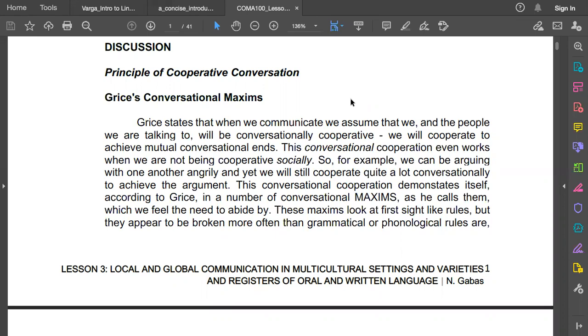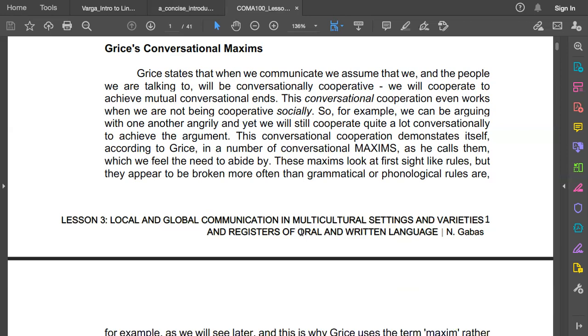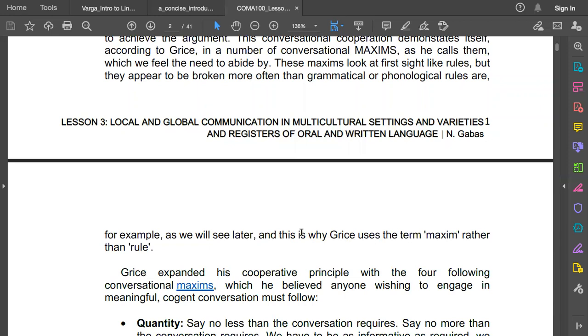Okay. This conversational cooperation demonstrates itself, according to Grice, in a number of conversational maxims. When we say maxims, it's not necessarily rules, because rules dictate that they are not to be broken. But with maxims, when you execute them, there's a tendency that you may break them. That's why they're just called maxims, as he called them, which we feel that we need to abide by. At first sight they look like rules, but they appear to be broken more often than grammatical and phonological rules are. That's why Grice uses the term maxim rather than rules.